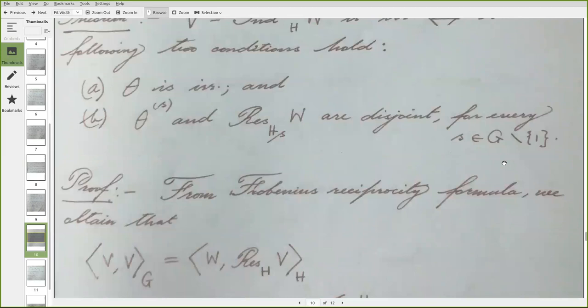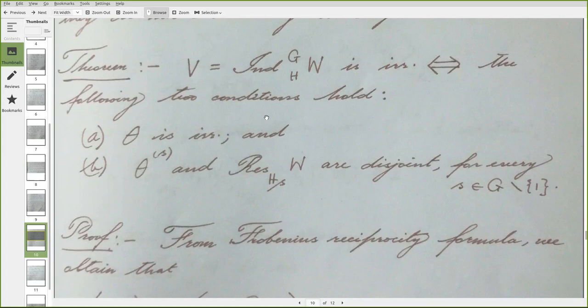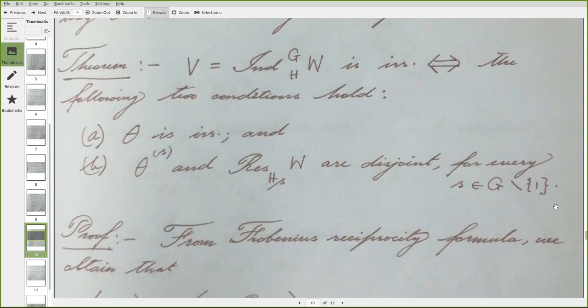Mackey's theorem is about when an induced representation is going to be irreducible. The criterion says that it is irreducible if and only if the following two properties hold. Property one says that the representation that we start with, W, is itself irreducible. Furthermore, property two says that theta s and the restriction of theta to H intersect s, for every non-identity s, these representations must be disjoint.